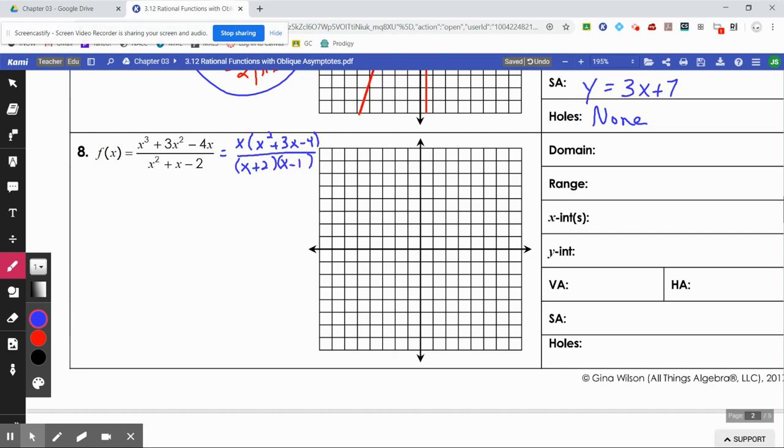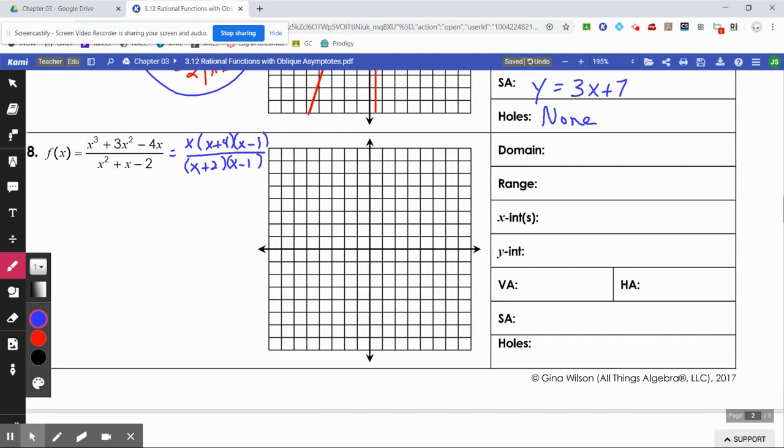The top, we can go ahead and factor that. Adds to give you 3, multiplies give you negative 4. Will be a positive 4 and a negative 1. So let's go ahead and write that. That'll be x plus 4 and x minus 1. So therefore, that's in factored form. So our domain, we have a couple of restrictions here. X cannot be negative 2 or 1.